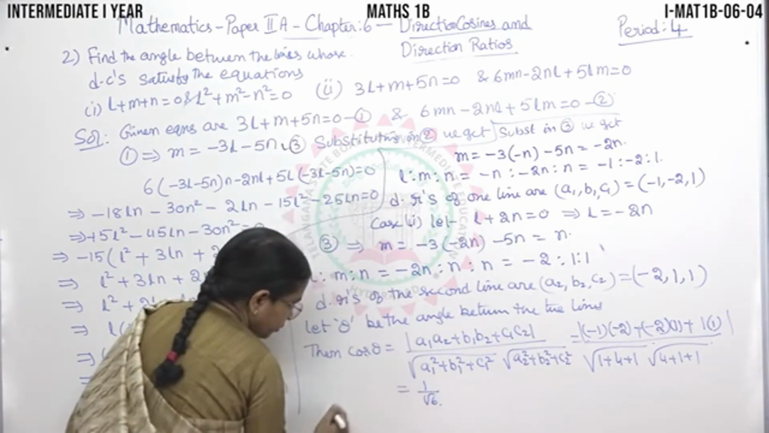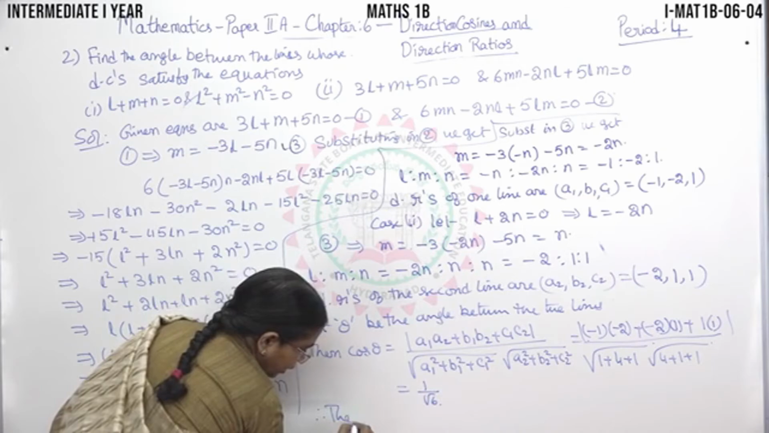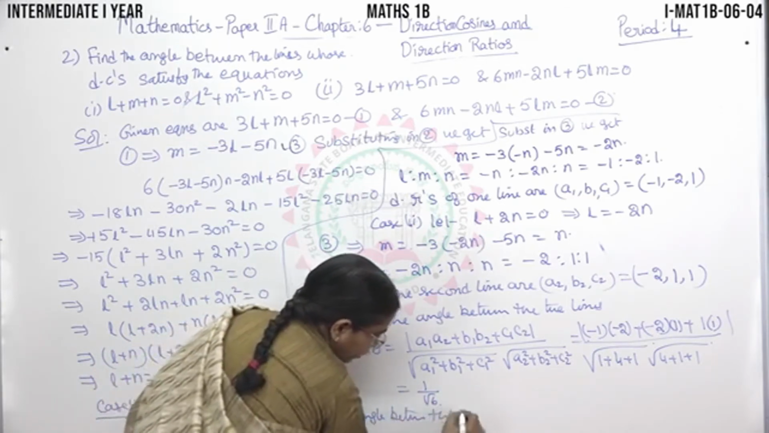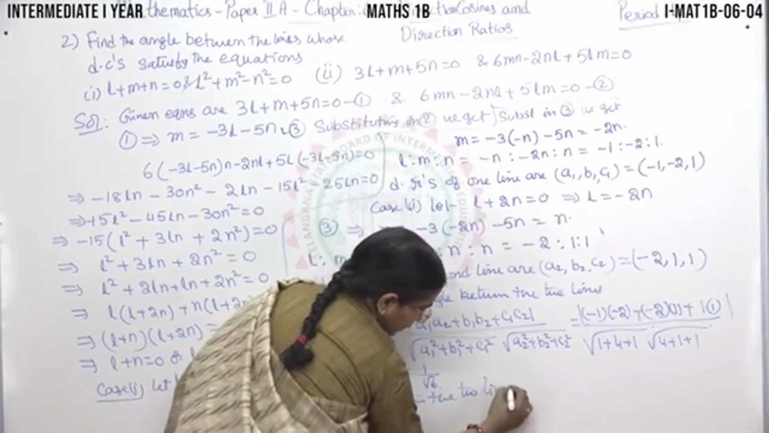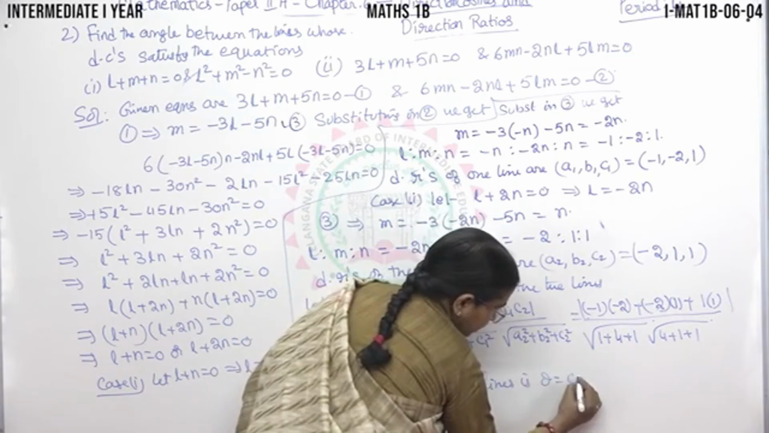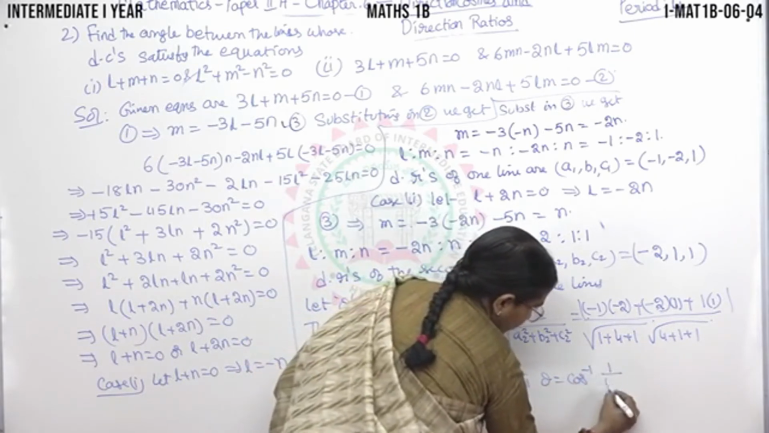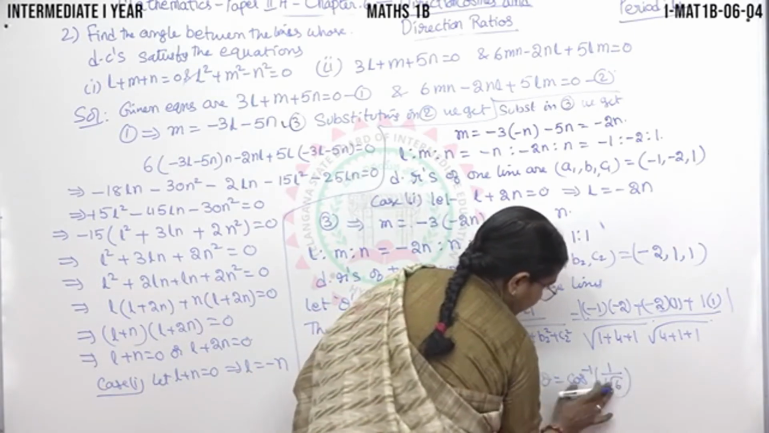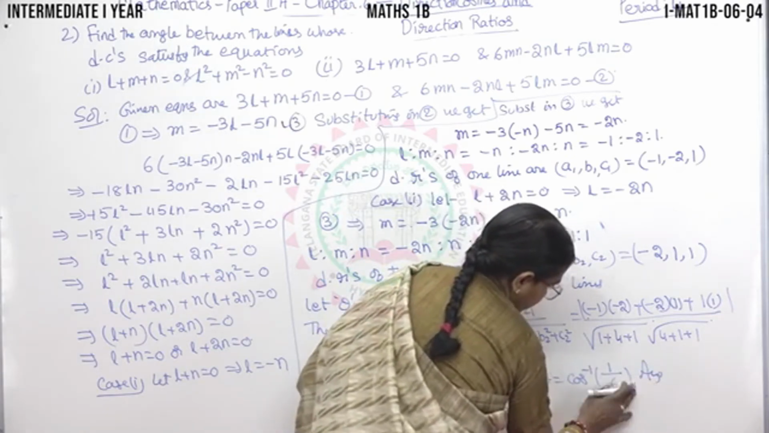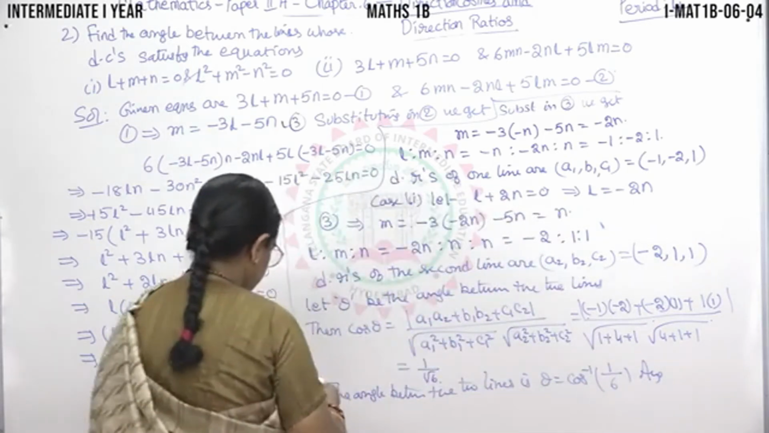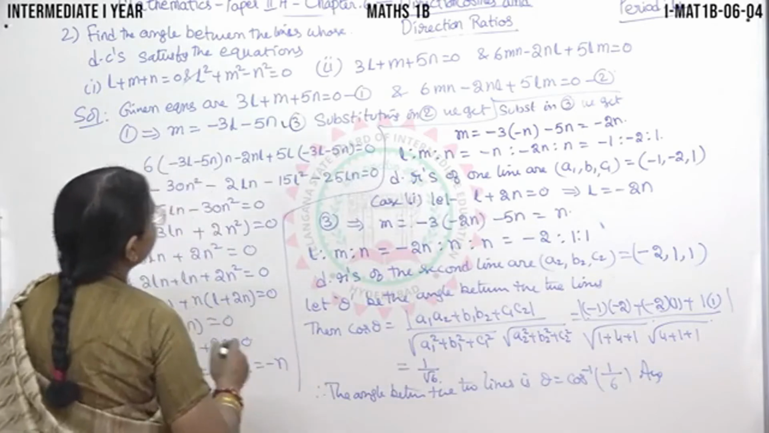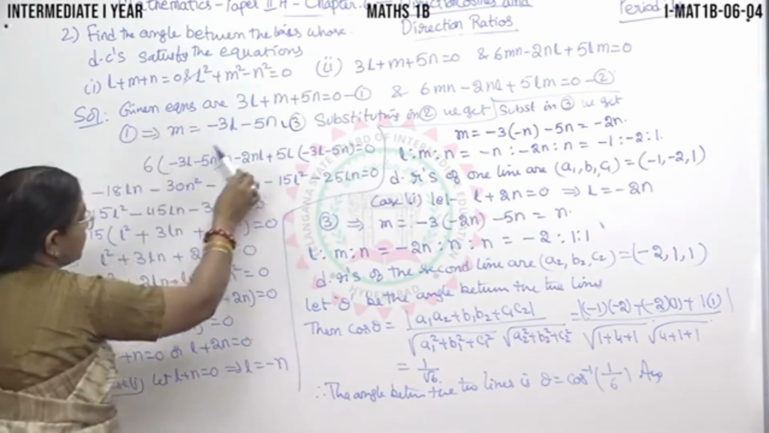So theta you must find out. Therefore, the angle between the two lines is theta equal to cos inverse of 1 by root 6. Root 6 into root 6 is 6. So it is 1 by 6. That is the answer. Cos inverse of 1 by 6.